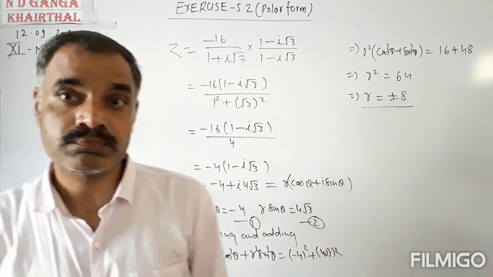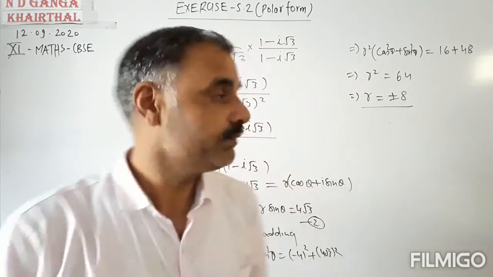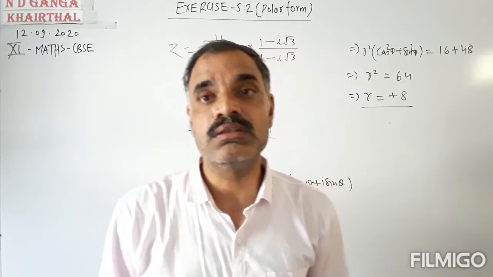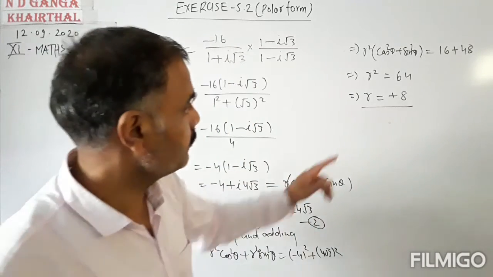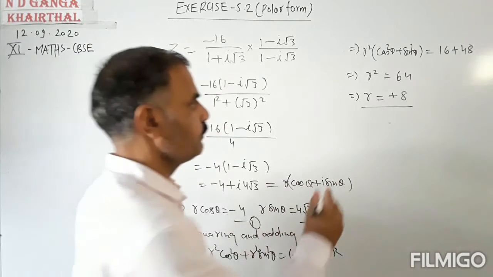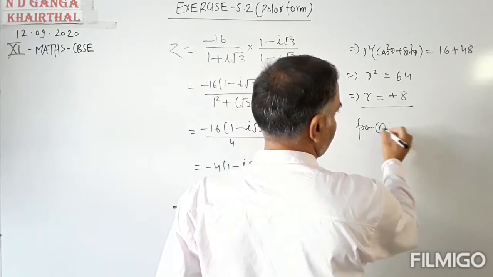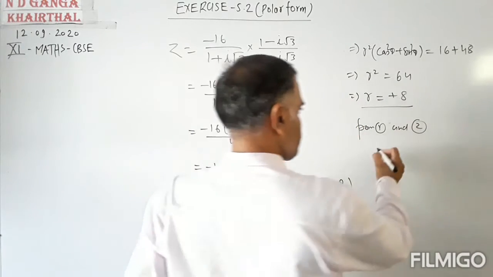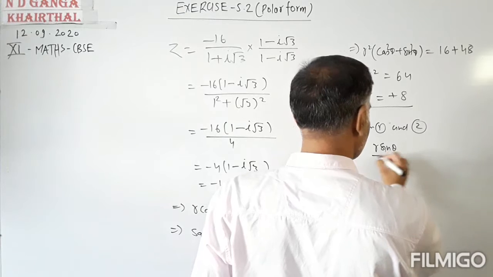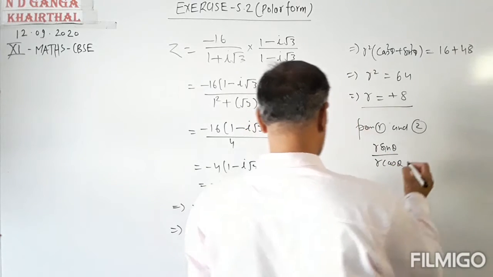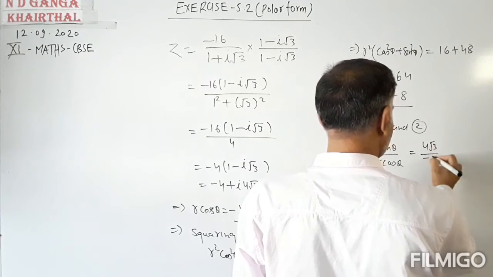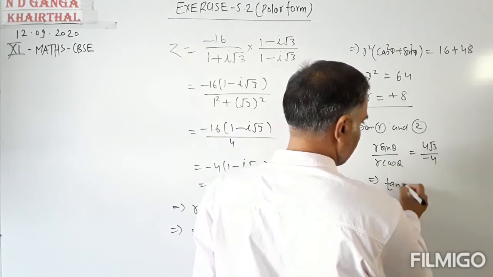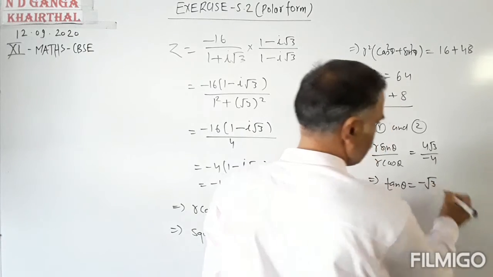So the magnitude of the given complex number is plus 8. Magnitude means the value of r equals plus 8. Now we will put this r in equation number first and second. So from first and second, r sin theta upon r cos theta equals 4 under root 3 upon minus 4, so this implies that tan theta equals minus under root 3.